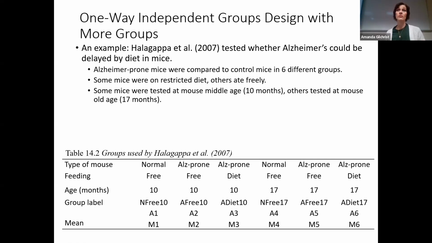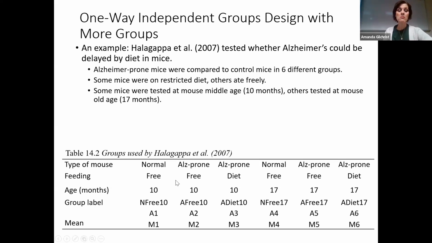That's our first major consideration. Then we have different age groups. Some were tested at mouse middle age, which is 10 months. So basically a 10-month-old mouse is equivalent to a 40-year-old person. Interesting. Okay. And then others were tested at elderly mouse age, which was 17 months.